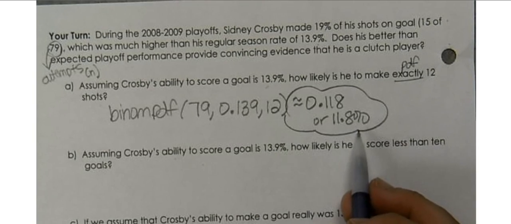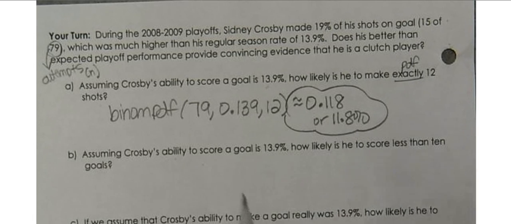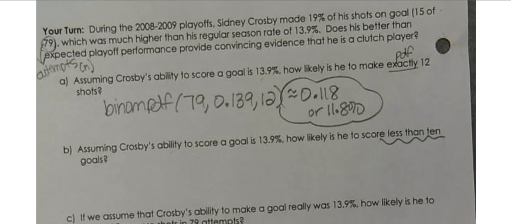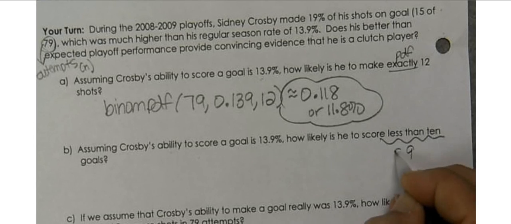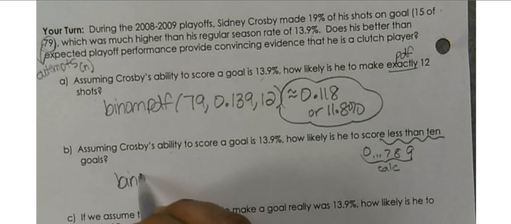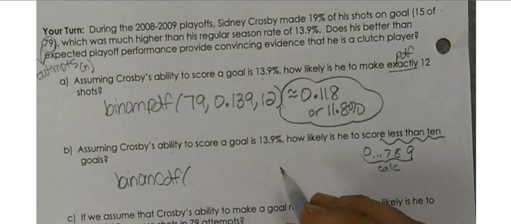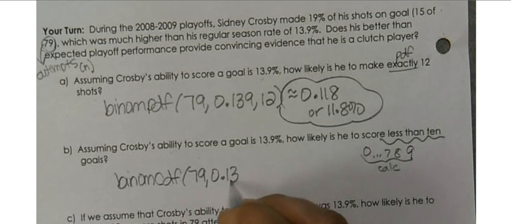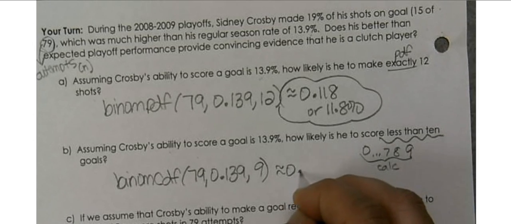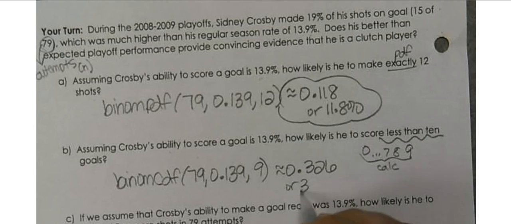We won't do the calculator stuff for this. The setup's really what I'm freaking out about, okay? So this says, assuming his ability, again, is 13.9%, how likely is he to score less than 10 goals? Well, what numbers are less than 10? 9, 8, 7, etc., all the way down to 0. And remember, that is what the calculator tells us. And so less than 10 means that we would want to use the binomial cumulative distribution frequency with 79 attempts, a probability of 0.139. And this time, even though the number says 10 in the problem, we want to calculate what's less than 10. So we want to calculate up to 9. And then our calculator will give us 0.326. Or if you like percents, 32.6%.